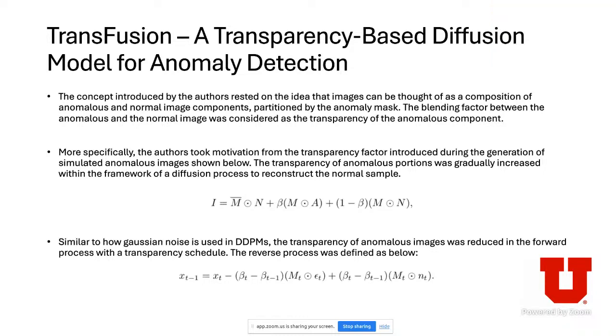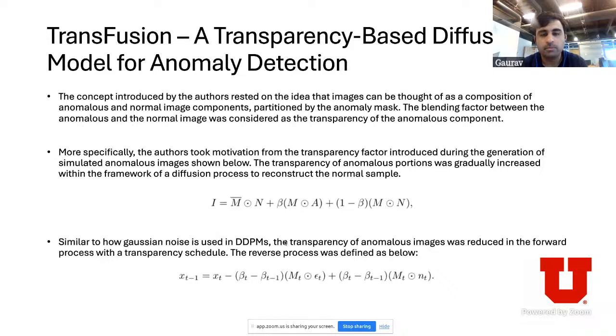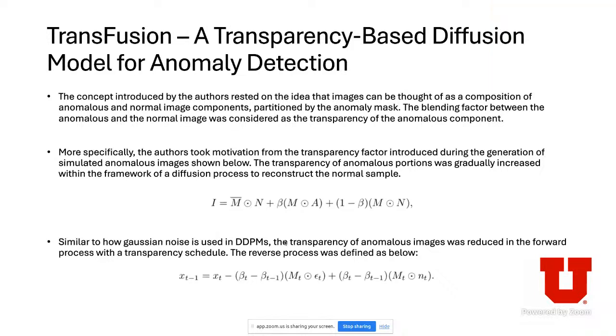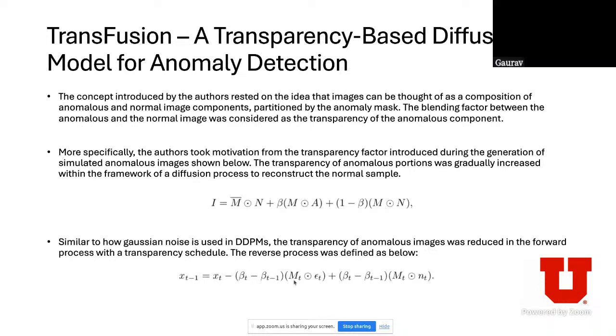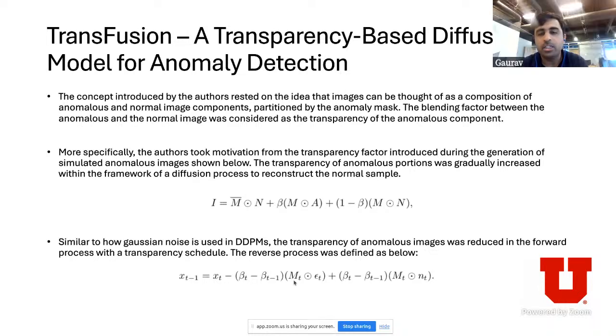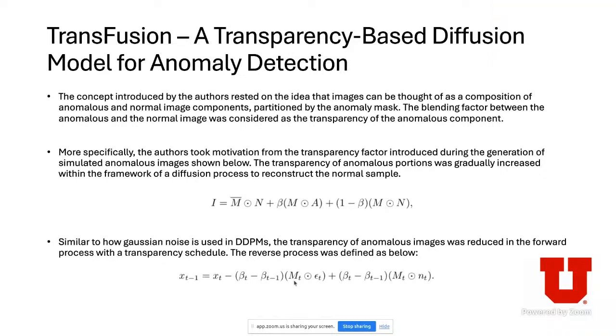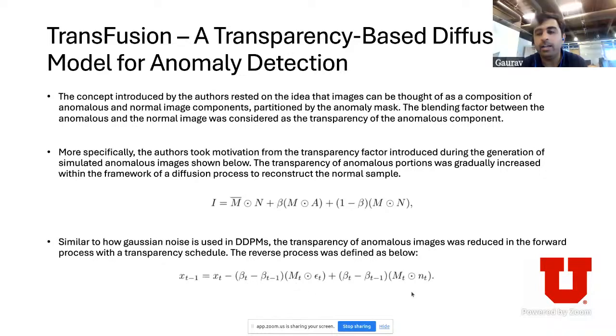Yeah, this is something confusing, because when you do the reverse process, you're varying t number of steps, right? But here, what does it mean by MT? MT should basically be the mask prediction at the time step t. And NT, what does NT mean? NT should basically be the normal prediction at time step t. So that's coming from the diffusion model.